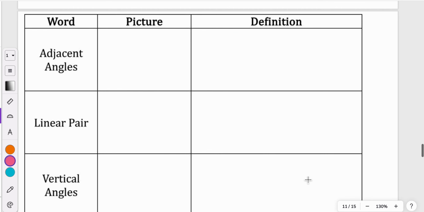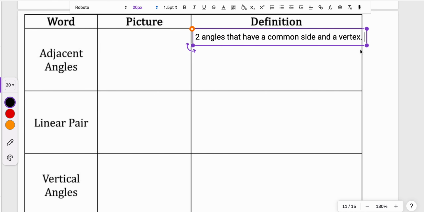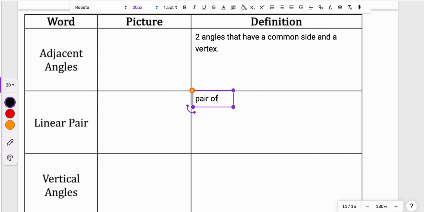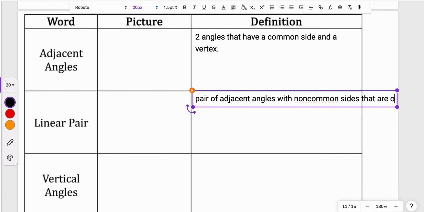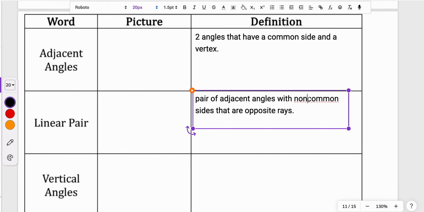Three more vocab terms, and then we'll finish up with some more examples. So, adjacent angles. This is when you have 2 angles that have a common side and a vertex. Again, we'll just write all these definitions down first, and then go back and draw some pictures. Linear pair is a pair of adjacent angles with non-common sides that are opposite rays. And I'll show you what non-common sides means in just a minute. Linear pairs are also equal to 180 degrees.